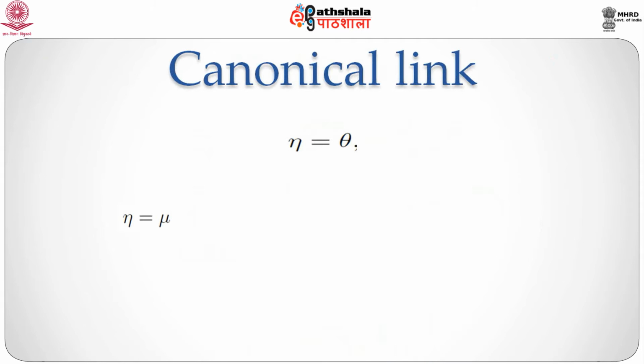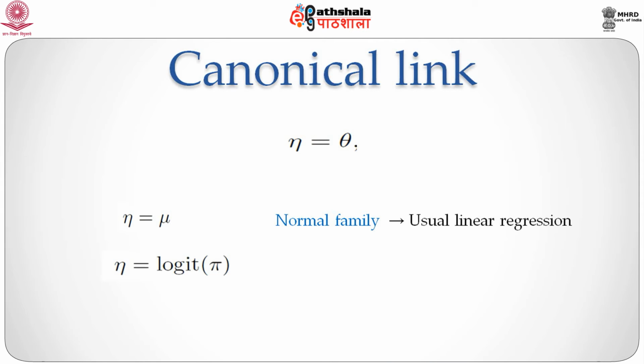For canonical link, we have some simplifications. For canonical links, we have said that eta is equal to theta. So for the normal family, for example, this means that eta is equal to mu, leading to usual linear regression. For the binomial family, eta is equal to logit of pi, which gives me logistic regression.